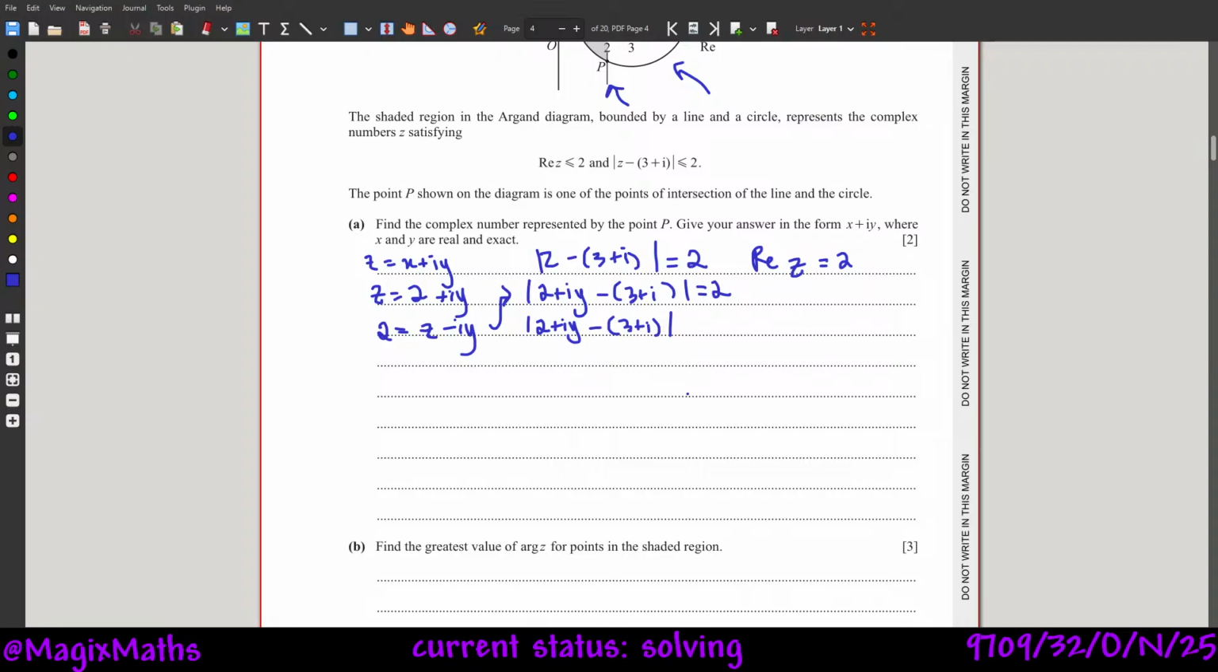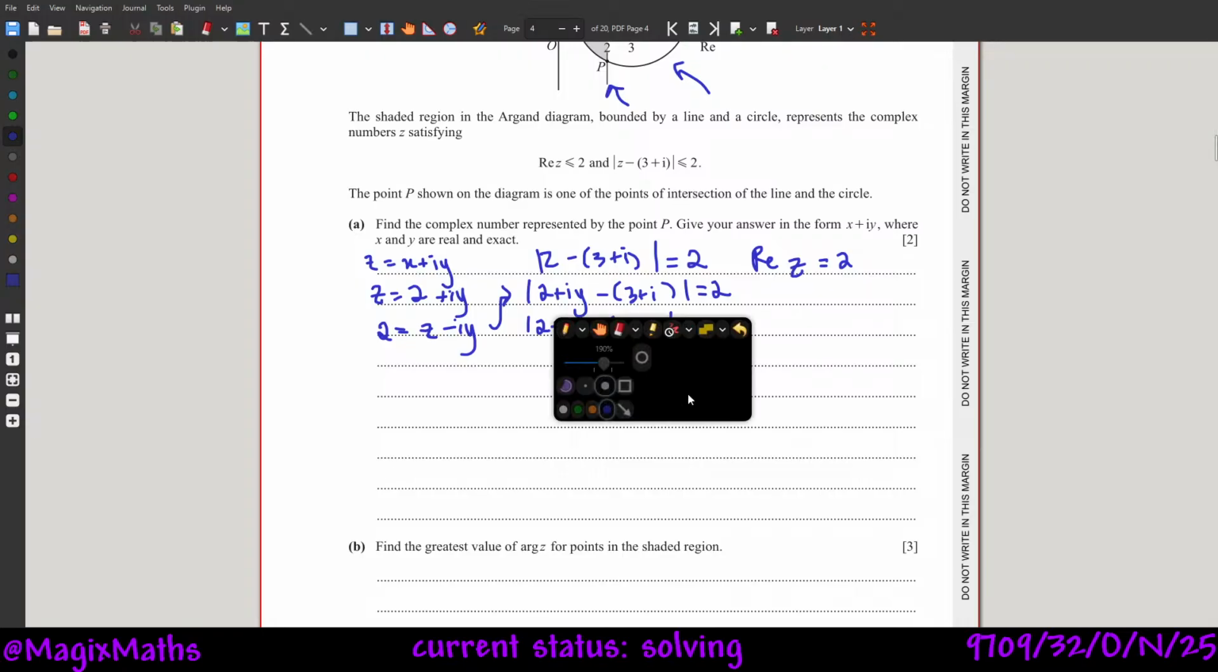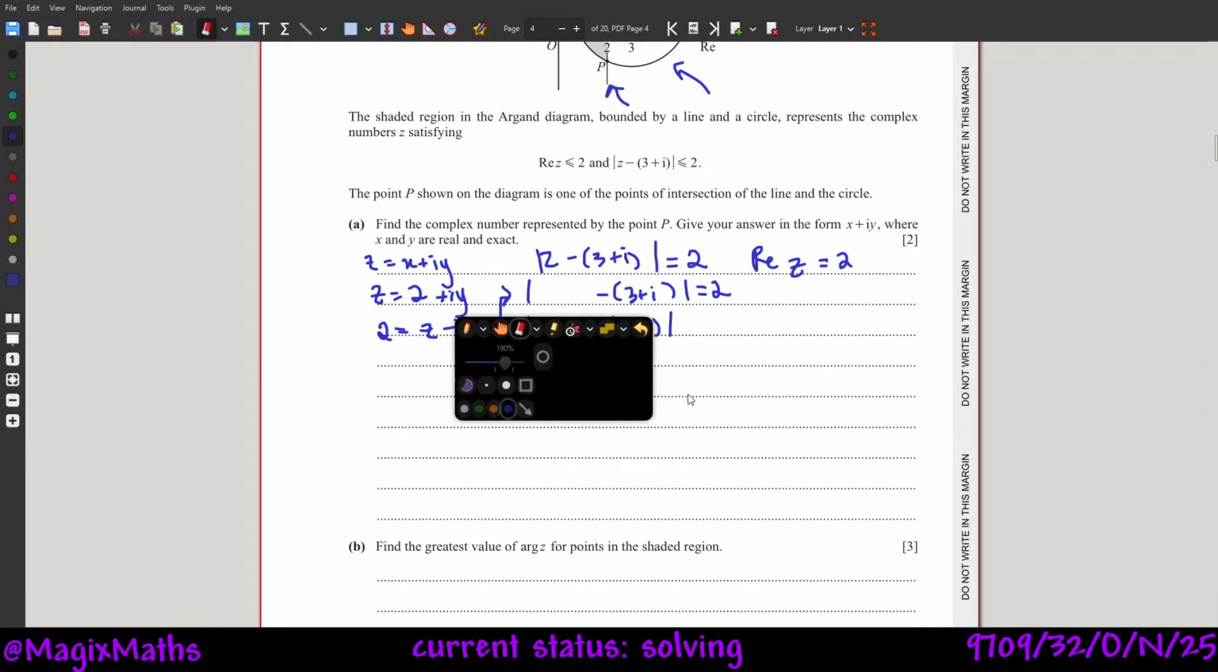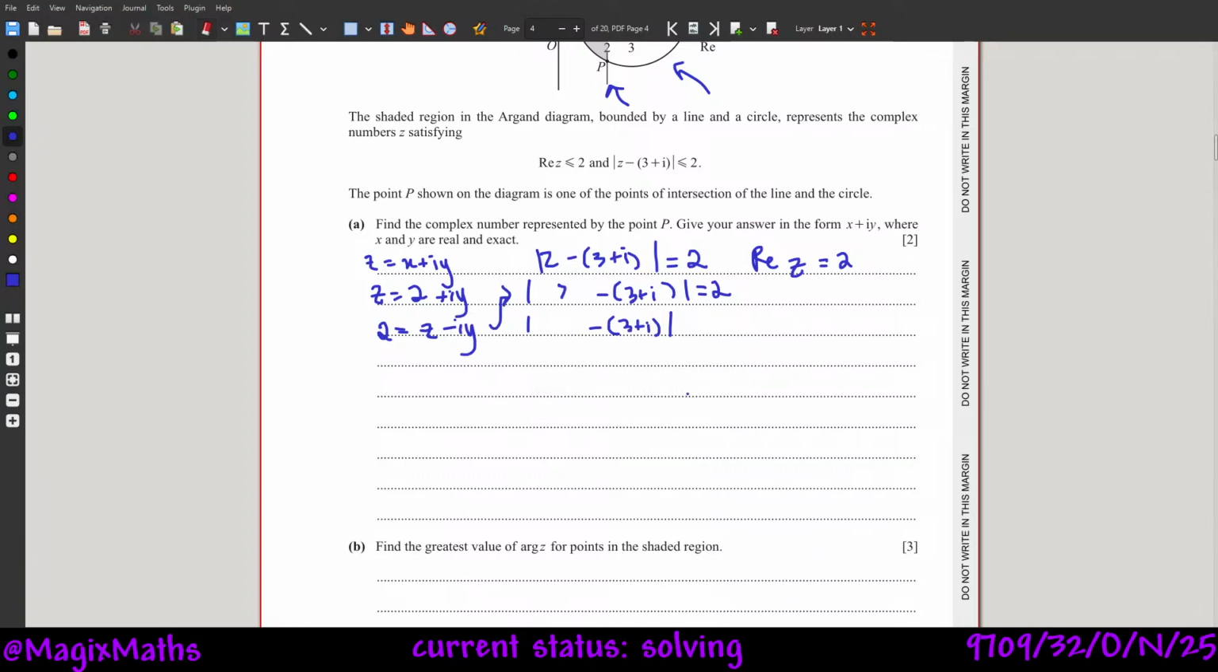Wait, let me think about this for a second. I don't think I should be substituting the value of z here. Let's just leave it at z. And this is equal to z minus iy. Right, I think we're getting somewhere.